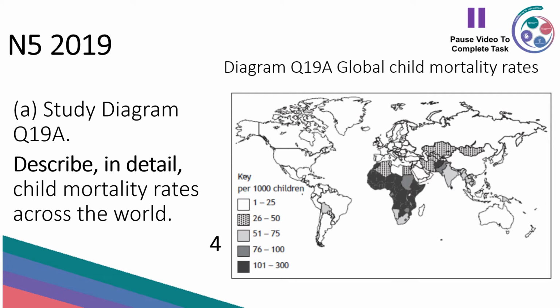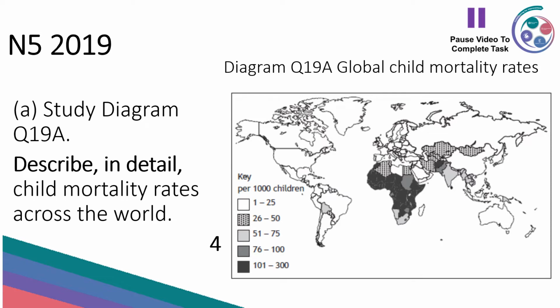So here we can see the actual question from 2019, and it says describe in detail child mortality rates across the world. You can see, again, in this case, we've got 5 keys in the map, so 4 marks. Good idea to use 1 for each, perhaps. And you just want to use some countries or continents in your answer here as well.